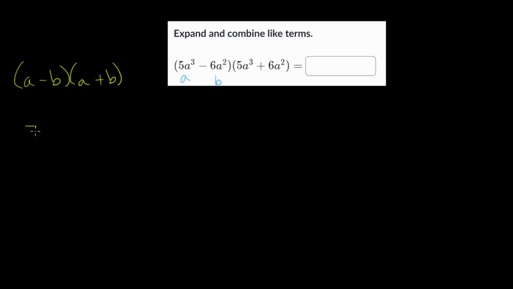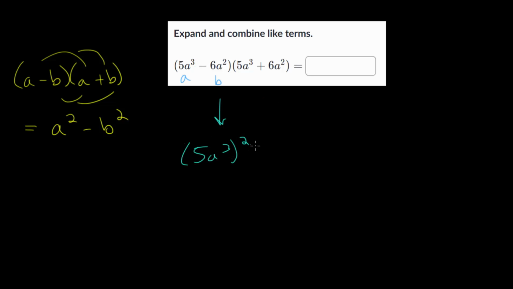But in our formula, when you multiply these out using distribution, the middle terms are going to cancel out and you get a squared minus b squared. So if we apply the formula here, we know a is 5a to the third, so we are going to square 5a to the third and then subtract b squared. And b is 6a squared, and we're squaring that. So simplifying, when you raise an exponent to an exponent, you multiply those. And we're squaring 5 as well, so you get 25a to the sixth.